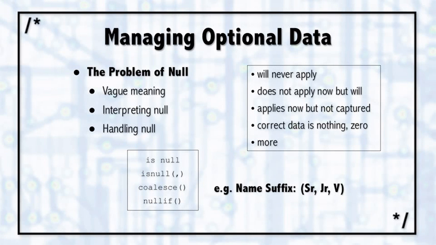Another problem of just dealing with null, besides the fact that the meaning is vague, is that it takes special work to code around null. For example, the IS NULL when you're testing for it in a where clause. The ISNULL function when you're retrieving a null and you want to replace the null with something else. The COALESCE, which is another way of handling nulls in a function. And a NULLIF, which will take a specific value and replace that with a null.